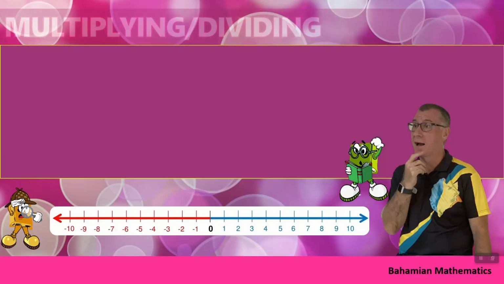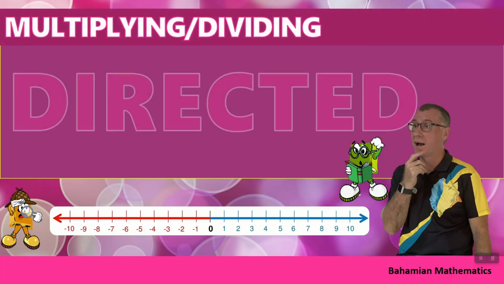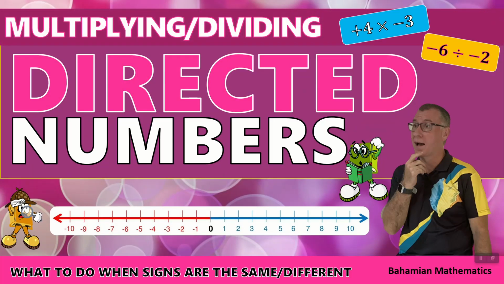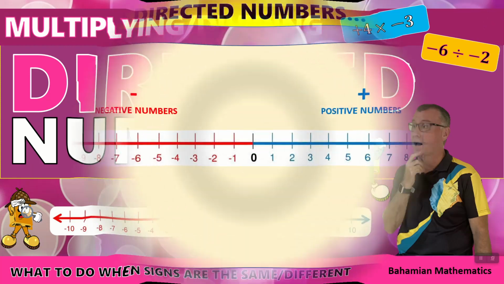Today we will be looking at multiplying and dividing directed numbers. What do you do when the signs are the same and when they are different? Like the ones on the screen, plus 4 times minus 3, minus 6 divided by minus 2. Let's see how that works.